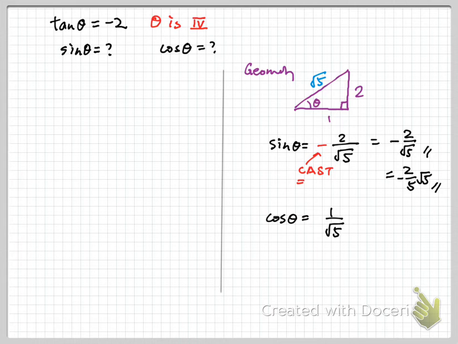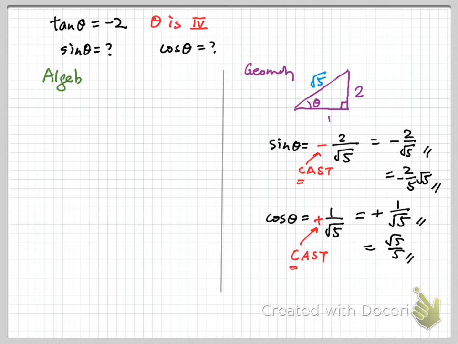But it is in the fourth quadrant, so by CAST, cosine in the fourth quadrant should be positive. So cosine theta will be plus 1 over root 5. If you want to rationalize it, it will be root 5 over 5. So this is how we did it with geometry. At the same time, we can deal with it with algebra.